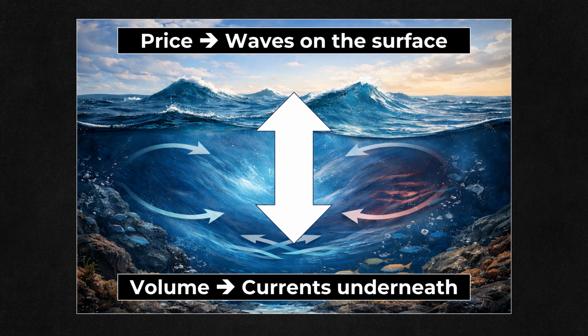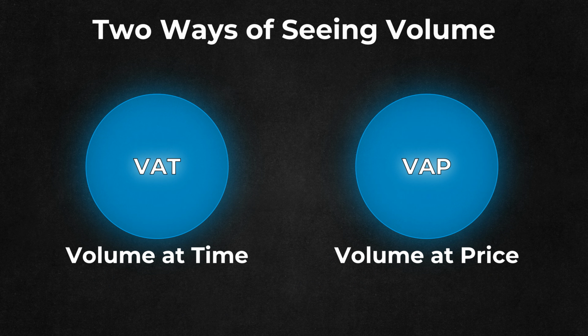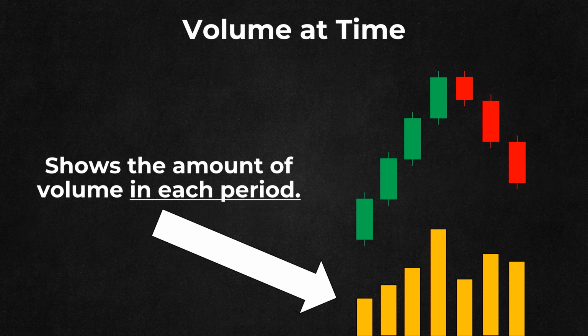Given the importance of volume, there are essentially two main ways to observe volume on a chart: volume at time and volume at price. Volume at time measures how much trading activity occurred during each time interval. This is exactly what the old volume histogram shows. Each bar in the histogram represents the total amount of volume traded during a specific candle or time period. Because the histogram is tied to time, the bars appear vertically along the x-axis of the chart.